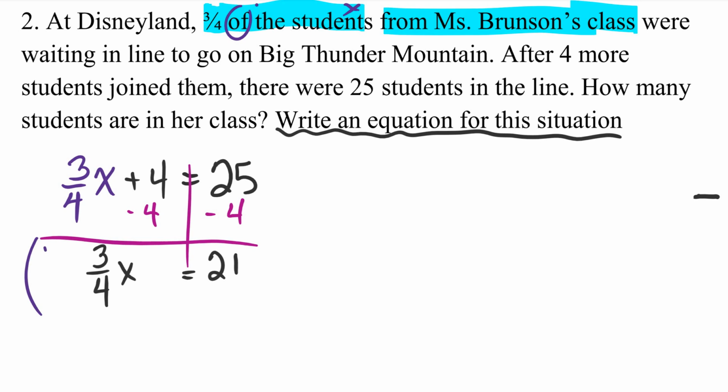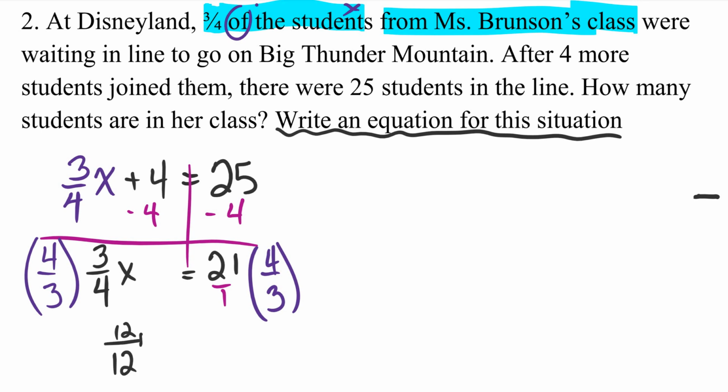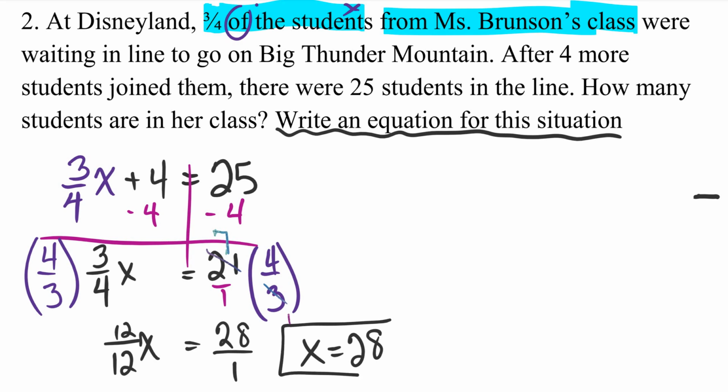So I'm going to take 3/4 and multiply by the reciprocal, which is 4/3. On the left side, I get 12 out of 12. X is going to equal, and on the other side, 3 divided by 3 is 1. 21 divided by 3 is 7. 7 times 4 is 28. 28 out of 1, so that means X equals 28. That means Miss Brunson has a class with 28 students in there.